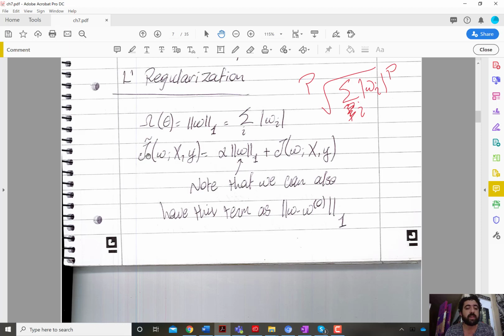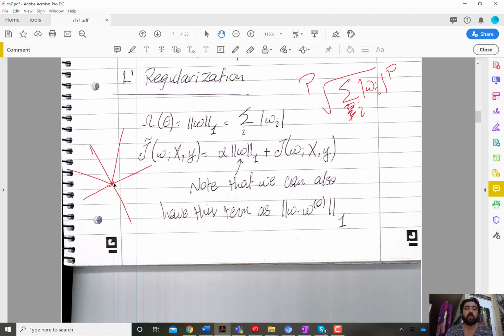Now, if we want to take the gradient of this, it's a little problematic because the L1 norm doesn't have a first order derivative at every point. So take the extreme example. If you have just one weight parameter, then the absolute value will look like this. So it's not differentiable at 0.